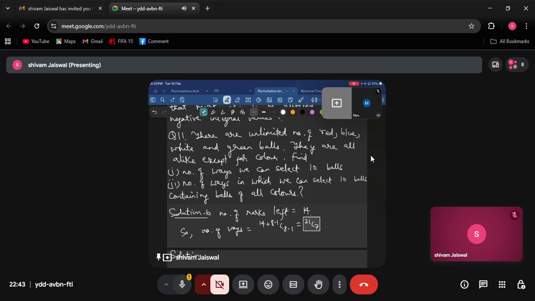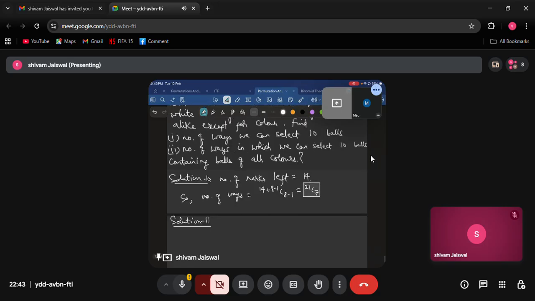Yes, sir. So over here, Anandit, there are unlimited numbers of red balls, blue balls, green balls, and white balls. They are all alike except for color. Find the number of ways that we can select 10 balls. Okay. So let XR be the number of red balls, XB the number of blue balls selected, XG the number of green balls, XW the number of white balls.